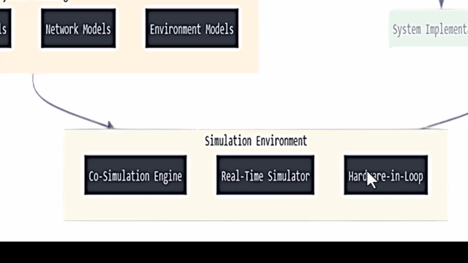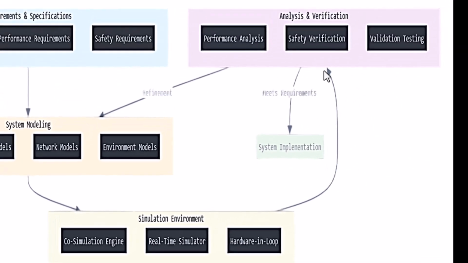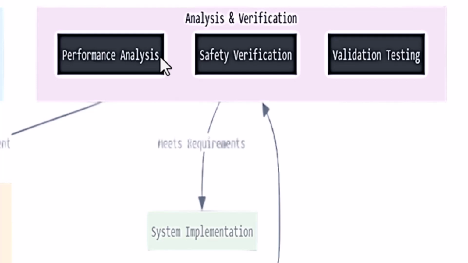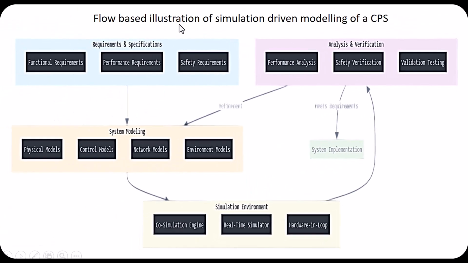This we'll talk about later, what this hardware in loop is, how this comes into the simulation based design of CPS. So all these things are done, and once the simulation is done, the result goes for analysis and verification. Like we have already defined our functional, performance and safety. So at the analysis and verification, based on the simulation results, it is analyzed whether the performance is met, whether the safety is met, whether the validation is being properly performed, and depending upon the results of this verification, the system is fine-tuned. And then once it meets the requirements, finally it is implemented. So this is how simulation-driven modeling of a CPS system is going to take place.